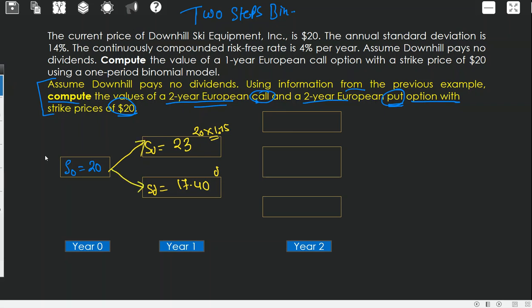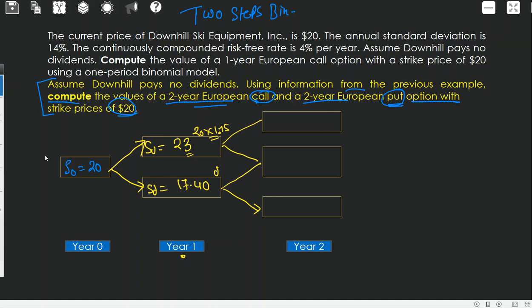Now again, what was our binomial assumption? The binomial assumption was that the price of the stock can move up or down only once in a period. So this is one period, year 1. Now in year 2, it will again move up and down. So this is how it works. Now see what will happen when the price moves from year 1 to year 2. SU is 23.